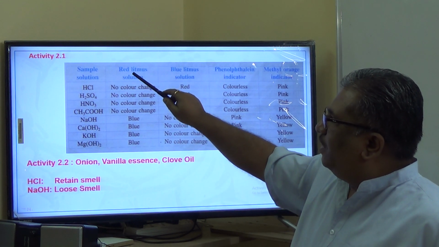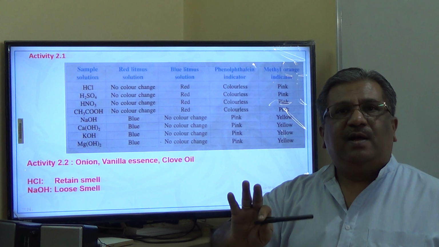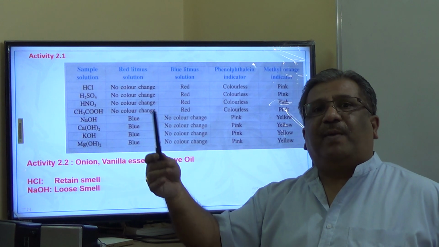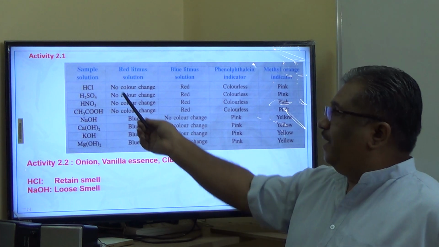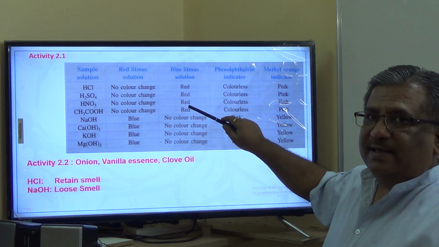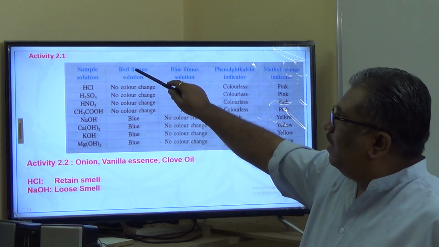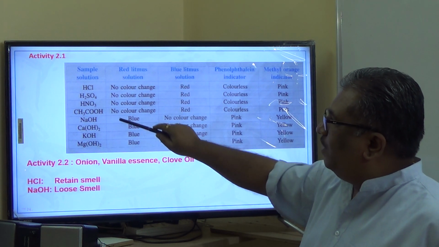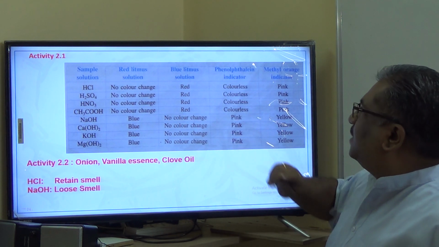So red litmus in acids will remain red only. Why? Blue litmus will change to red color, red litmus remains red color, or the litmus solution, which is naturally neutral and purple, may change to a reddish color. So important: red litmus no change, blue litmus turns to red in acids. What about in bases? Blue litmus no change, whereas red litmus changes to blue color in bases, no change in acids. Blue changes to red in acids, no change in bases.